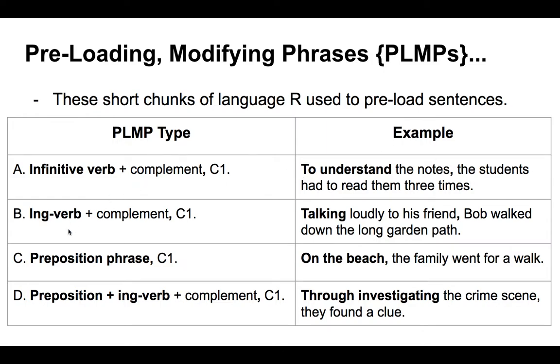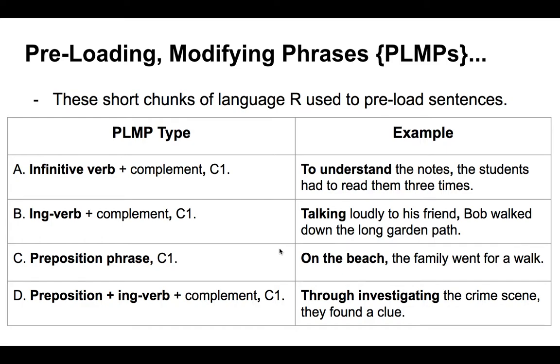Okay, type B, we have an ing verb plus the complement, then the comma, and then straight into the first clause of the sentence. Talking loudly to his friend, comma, Bob walked down the long garden path. So talking loudly explains about what Bob was doing on his walk, right? So it's preloading, it's telling us more details. You can see ing verb, and then we've got, in this case, the complement is a prepositional phrase. Moving on. Type C. So type C is a prepositional phrase, then the comma, and then straight into that first clause of the sentence. Example: on the beach, the family went for a walk.